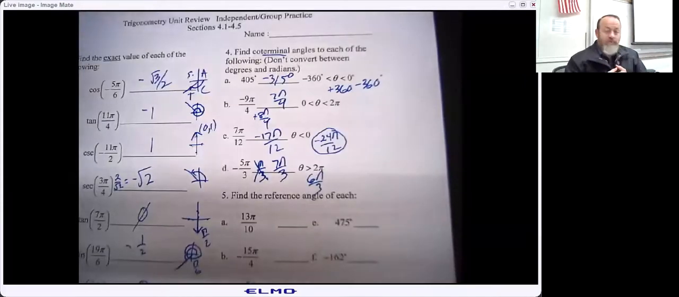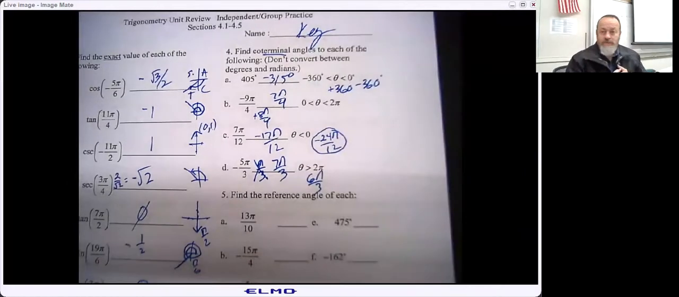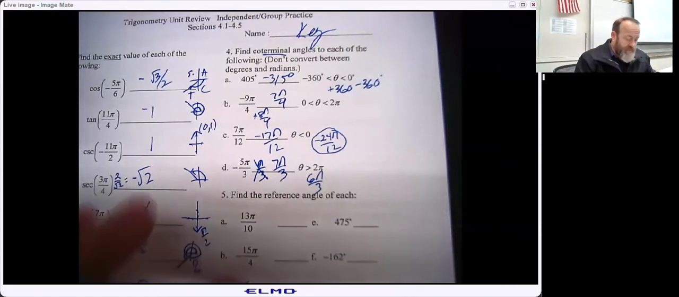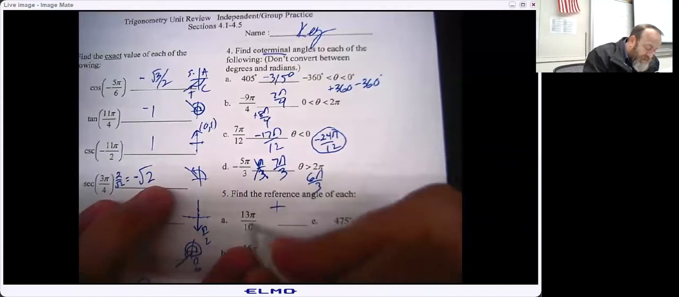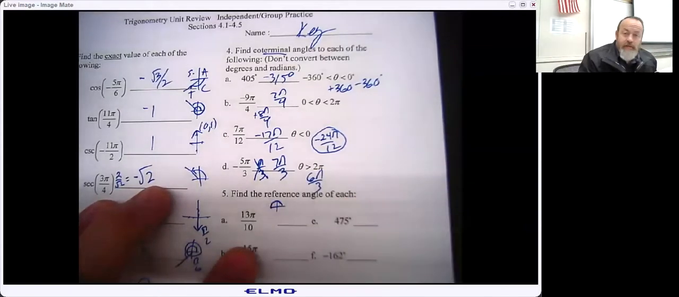Now, moving on, trying to be kind of quick about this. I just wanted to get the first page done in this video. Reference angles asks you how much did you miss the x-axis by. Now, again, that's just kind of how we play the game. So if we're counting by tens, this would be 10 pi over 10.